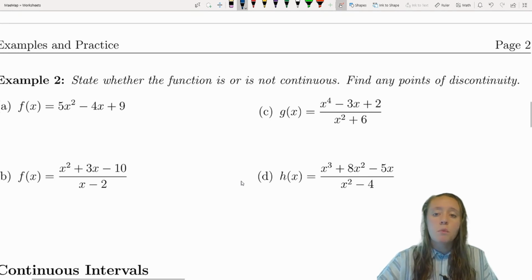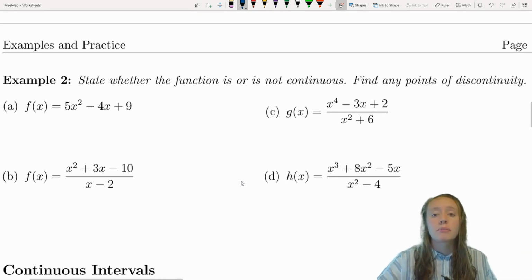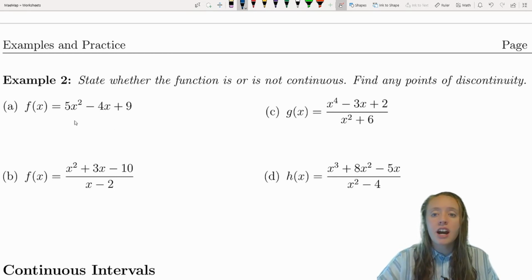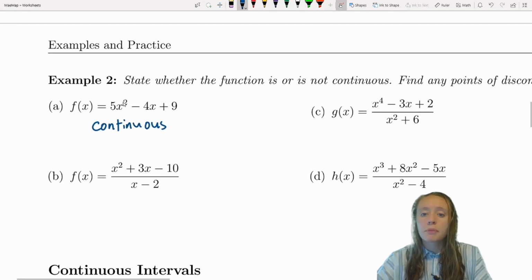We won't have to state why in this, but we can talk about it or mention it. So we have some polynomial. Is there anything or any value that I can't plug in for x? No, with just a straight up polynomial, there's not. So this in part A is continuous. Let's zoom on into part B.